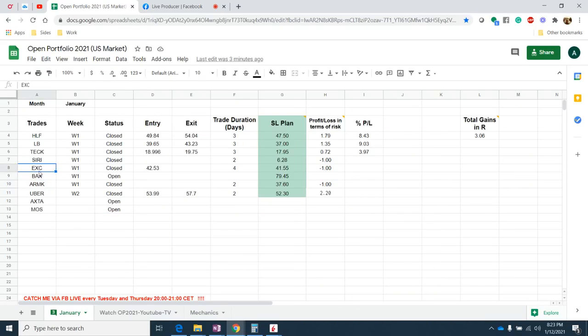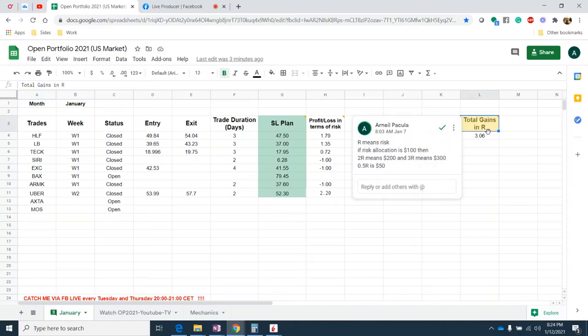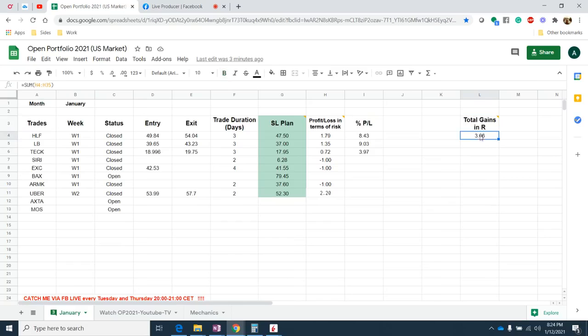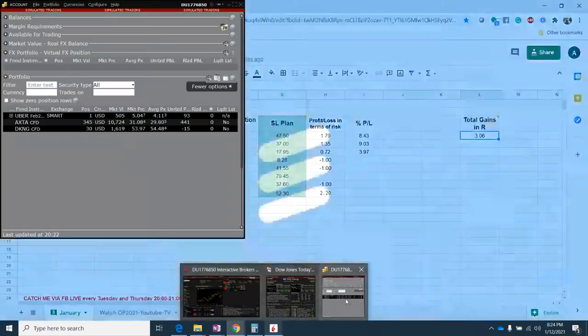As of now, since we started this Open Portfolio 2021 at the beginning of this trading year, I have already accumulated 3R. R means the risk. So if I say that my risk per trade is 100, then 3R means 3 times 100, so basically I already made $300. In my virtual portfolio, my defined risk is at 200.